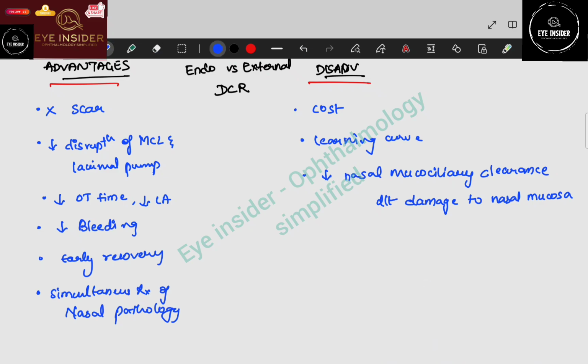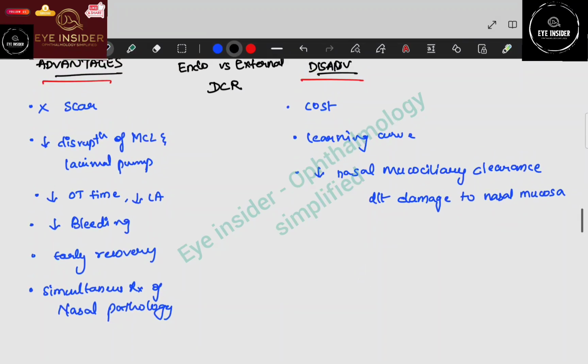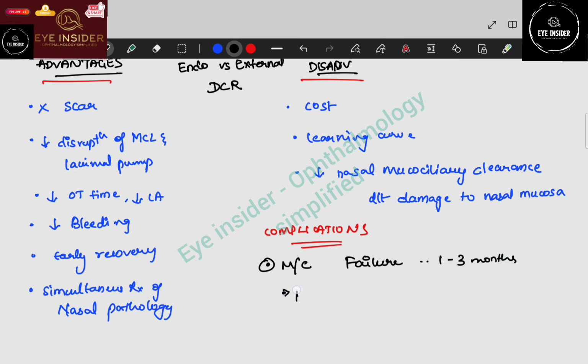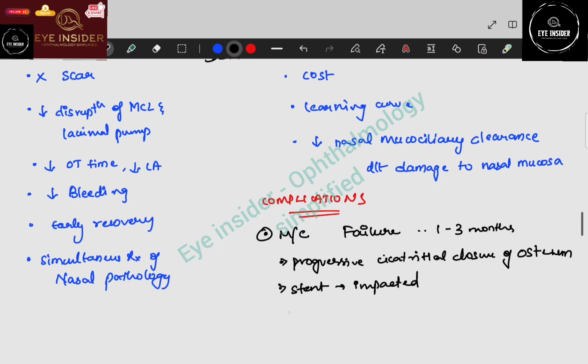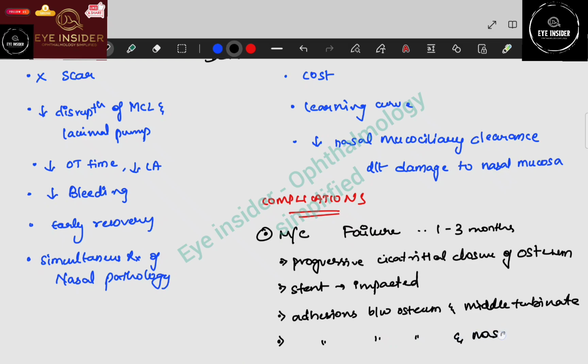It is due to progressive cicatrization closure of the osteum, because the laser and all create an intense tissue reaction. It can also occur if the stent gets impacted with some materials, if there are any adhesions which are formed between the osteum and the middle turbinate, or the osteum and the nasal septum, and also if there is formation of a granuloma, that is an excessive tissue response. Okay, so these are all the causes of failure.